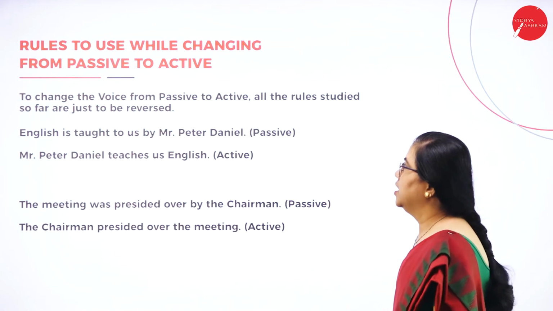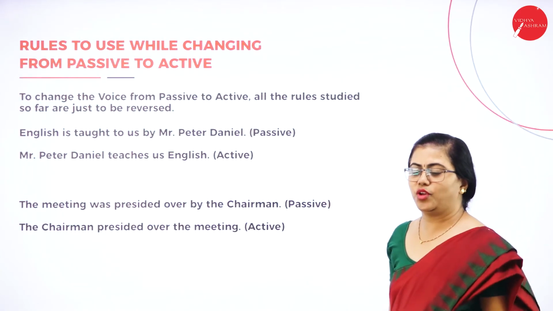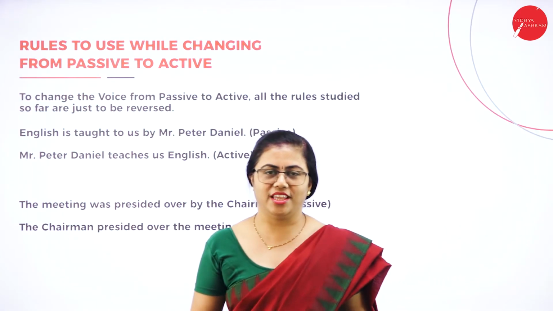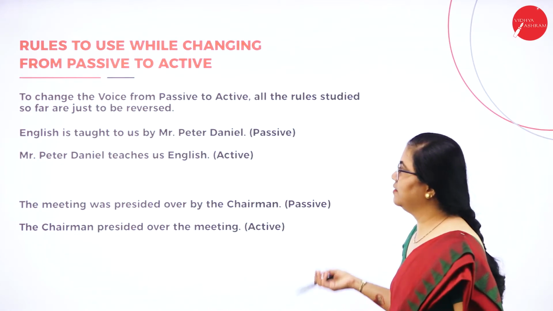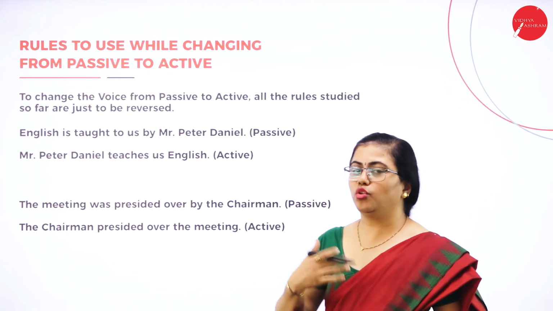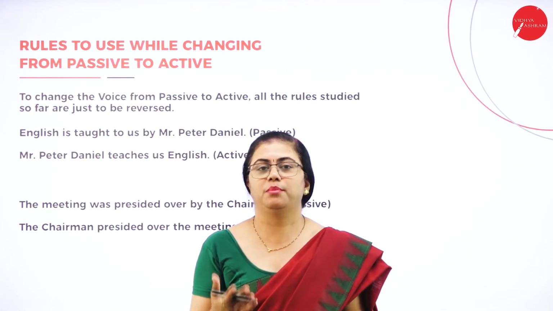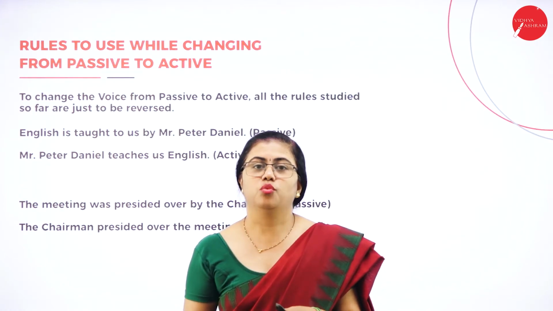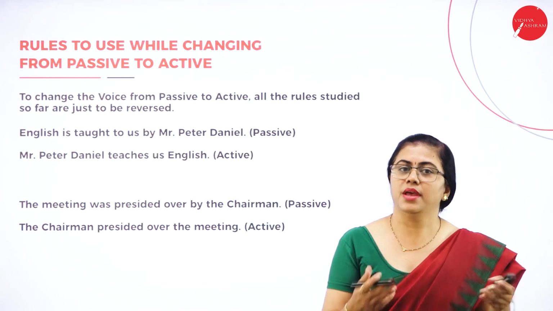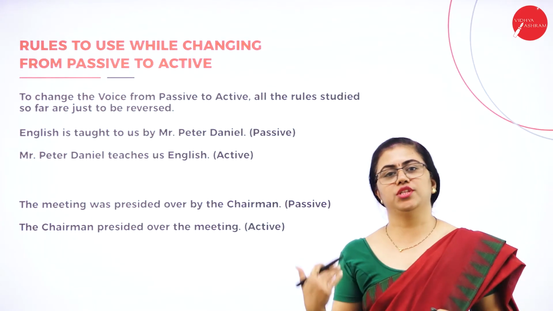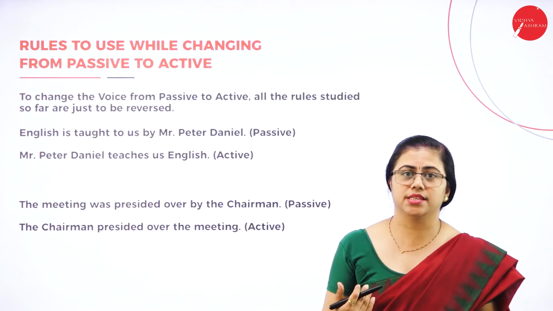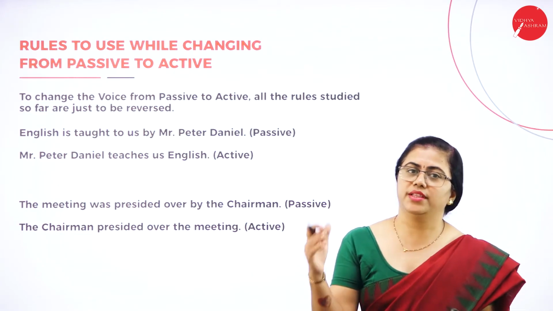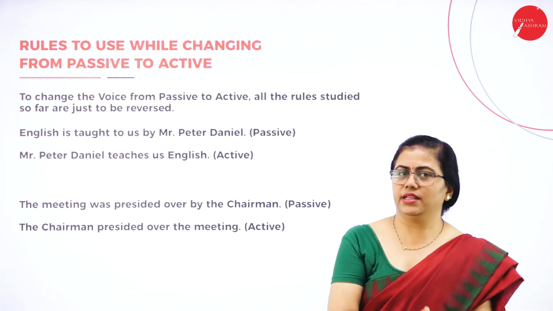So how do you change from passive to active? That is another important thing you have to understand. Changing from passive to active is as simple as that. Whatever rules you have followed to change from active to passive, you just have to reverse them. You need not go through so many things. First, identify the subject, identify the object, and interchange them.